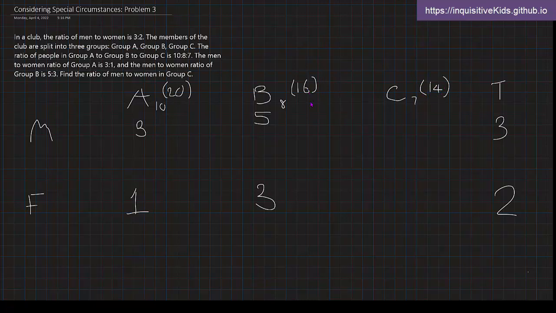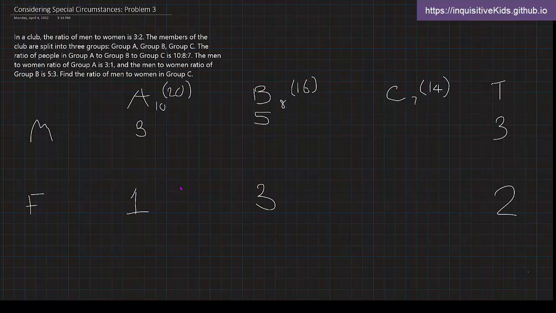And why I'm doing this is because I already know the ratios, and if I set any number of people, the ratio will still hold true. So I'm just setting some numbers that are easy for me to calculate over here. So that would be 20, 16, and 14. So this is actually that second step already of considering special circumstances. In this special circumstance, there are 20 people, 16 people, and 14 people in each of the groups A, B, and C.